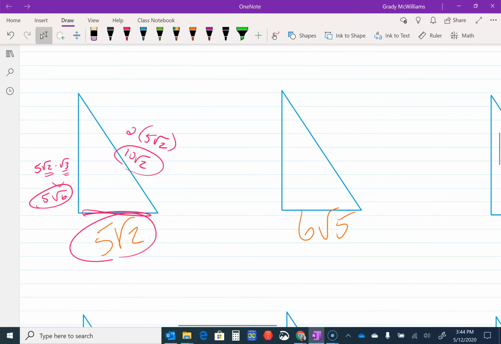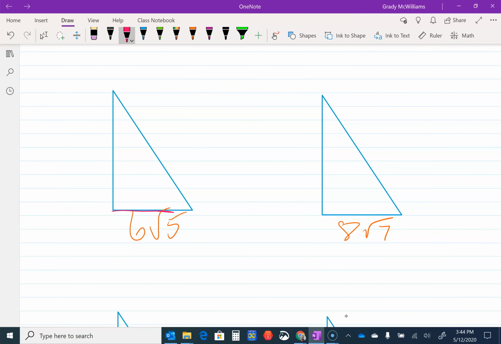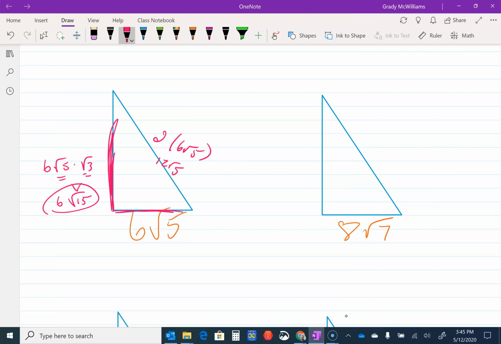Let's take a look at another one. This is the short leg. The hypotenuse is twice whatever the short leg is. Okay, so tell me what that's going to be. 12 square root of 5. You've got the longer leg here. It's whatever the short leg is times the square root of 3. Well, these two are both under square root, so you can multiply them together. Square root of 15. There's your answers.